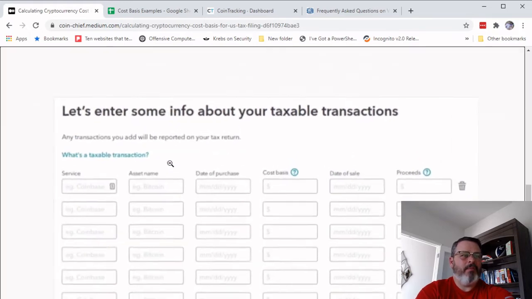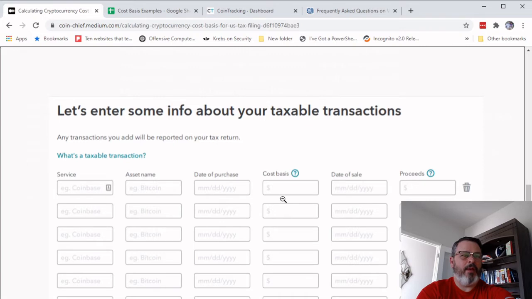Basically what you have here is a little web form. It's got six columns: service, asset name, date of purchase, cost basis, date of sale, and proceeds. This is really all they care about. Where did you buy it? What was it? When did you buy it? How much did it cost when you bought it? The cost basis includes any fees you paid, so you have to include those. Then the date of sale, and the proceeds, and you can deduct any fees from the proceeds as well.